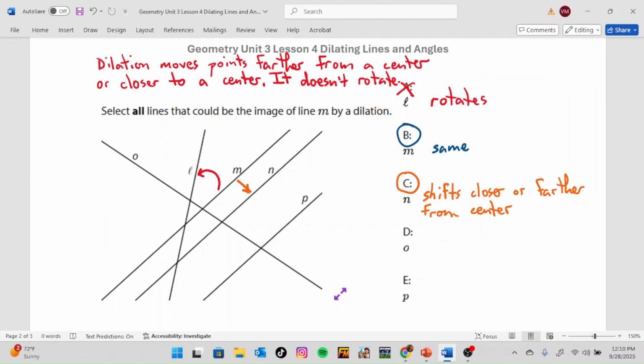The fourth option is O. To go from M to O, you would have to rotate it. And remember, we said that images do not rotate. They simply move closer to the center or farther away from the center.